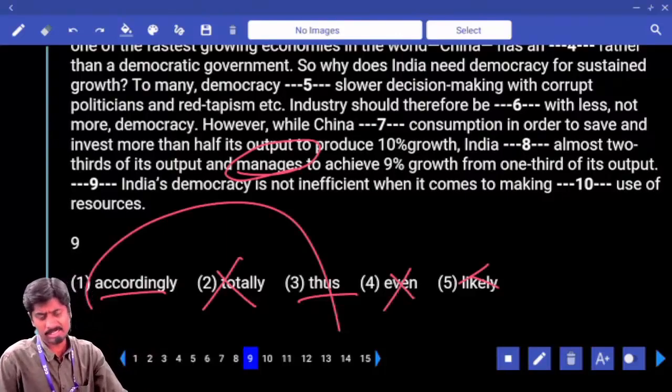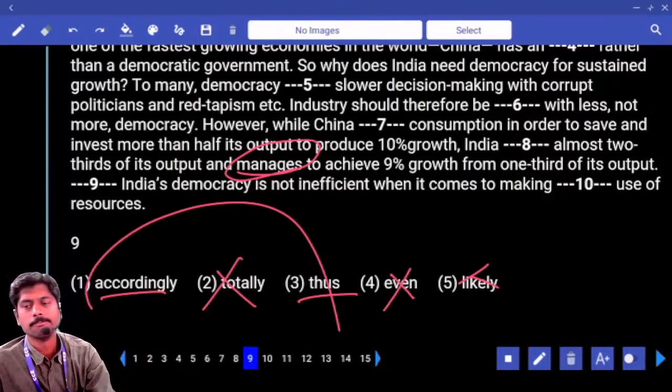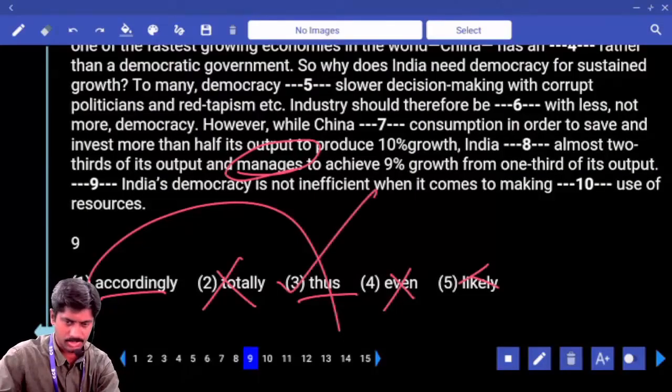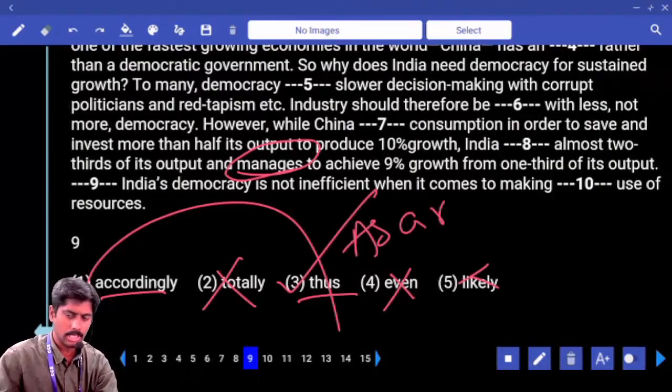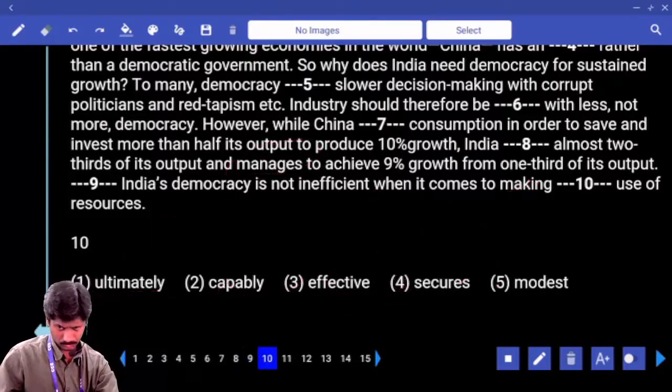Accordingly, thus. Or accordingly. Thus means as a result. As a result, India's democracy is not inefficient when it comes to making dash use of resources.